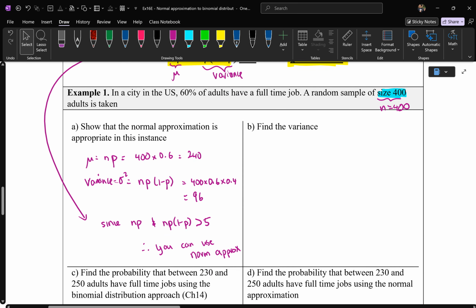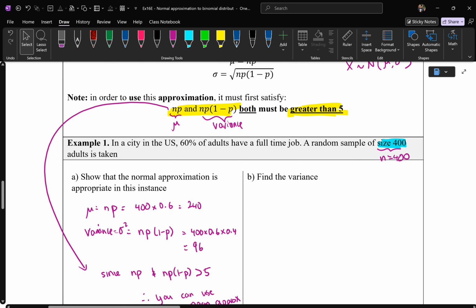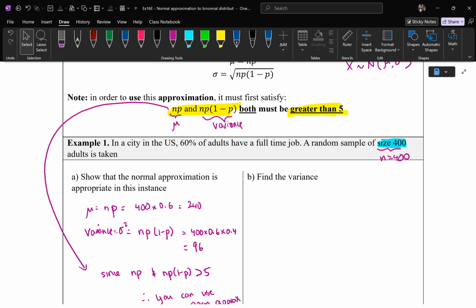Is there a reason that's 5? Is it just a number that works? It's a number that has been shown to mean the distribution is large enough. Ideally the binomial has to look more symmetrical, and it's found that at that particular level, that's when it happens. Sometimes it's 10. I've seen that in other American textbooks, but for us, in our VCE system, it's greater than 5.